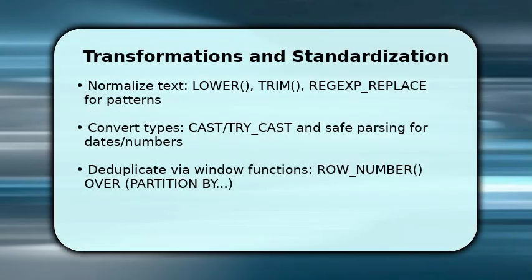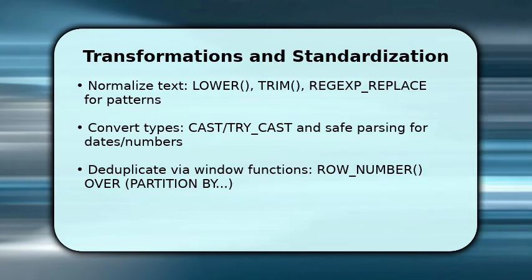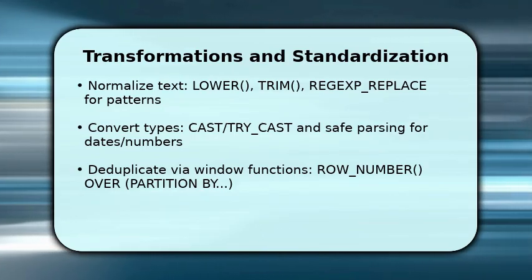You now apply focused transformations to standardize and correct values. Use lower and trim to unify text, then regex replace to strip junk. This prevents downstream mismatches. For types, use try_cast or safe parsing functions so failures return null instead of breaking pipelines.